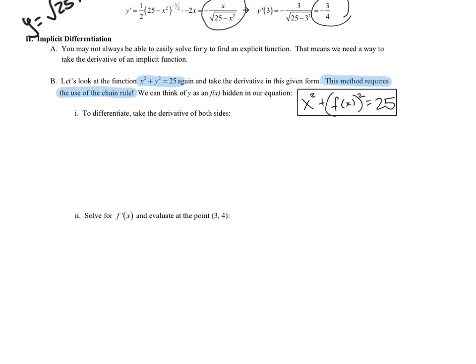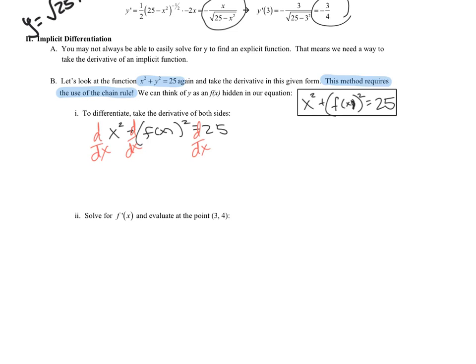I'm doing this because I really want you guys to see where this chain rule is going to come into play, okay? Now it says to differentiate, take the derivative of both sides. So I'm going to go ahead and practice some proper notation here in doing this. Now when I say take the derivative of both sides, what that means is I'm taking the derivative of x squared with respect to x. I'm taking the derivative of f of x squared with respect to x. And I'm taking the derivative of 25 with respect to x.